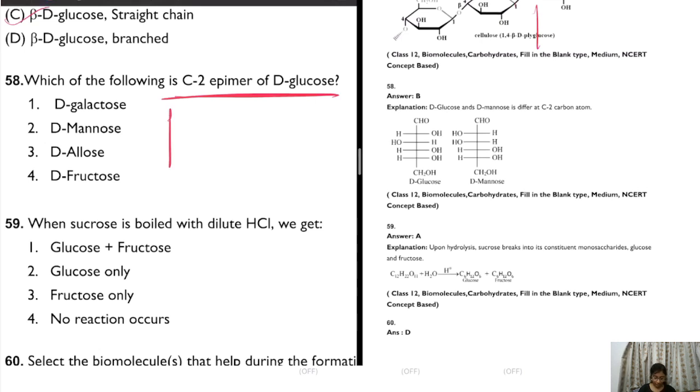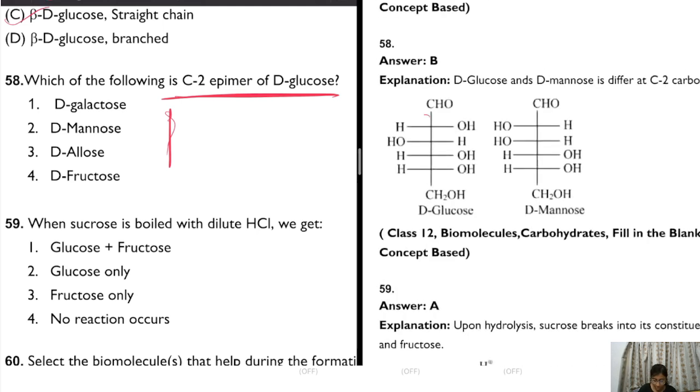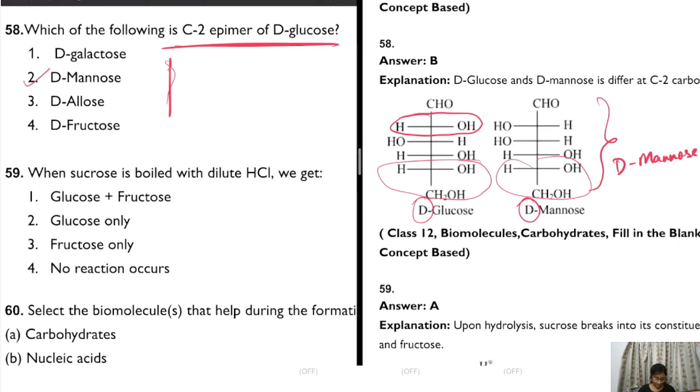What is the structure of glucose? Wait, I have it here. So if I change this configuration, it will become this. And this is D mannose. Okay? It will have D only because L and D are assigned from here. So the answer would be 2. Now let's see the next question.